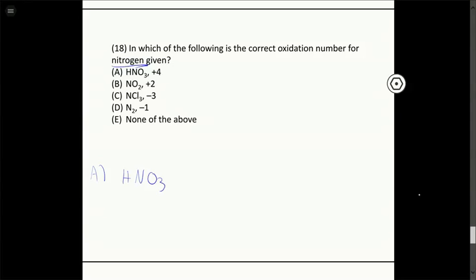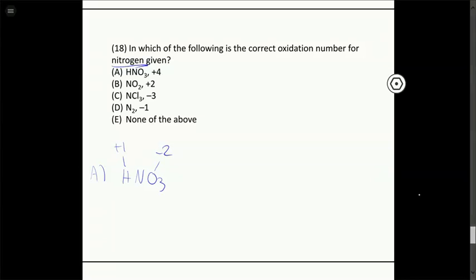All right, there are some elements that are fairly obvious. If you have hydrogen in a covalent compound, unless it's bonded to itself, unless it's H2, it's going to always be +1. Same thing with oxygen, unless it's bonded to itself, like hydrogen peroxide or O2, the oxidation number for oxygen will be -2. So those are the two obvious ones.